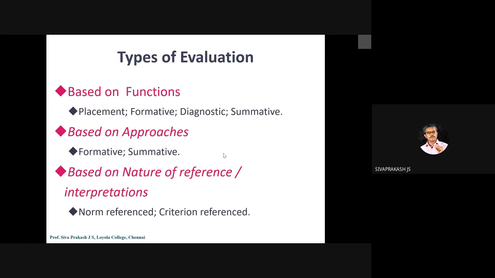Apart from that, there are a few more types. One is placement assessment, which comes under function. Based on functions, there are 4: placement, formative, diagnostic, and summative. Right? Summative is the term-end exam.